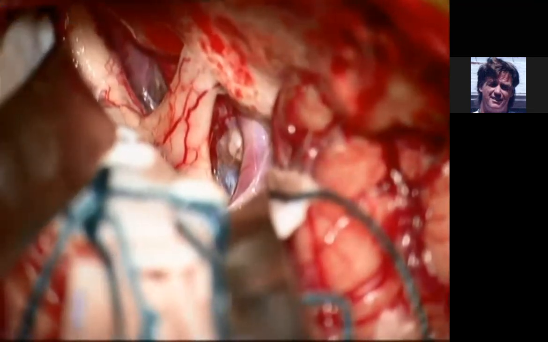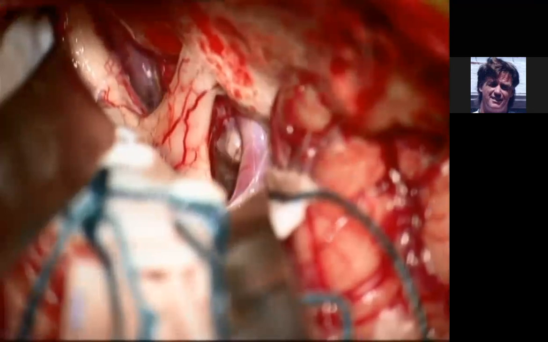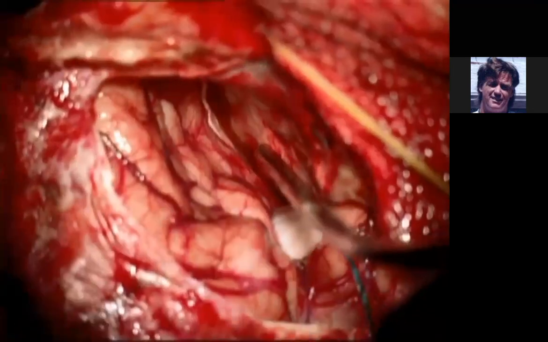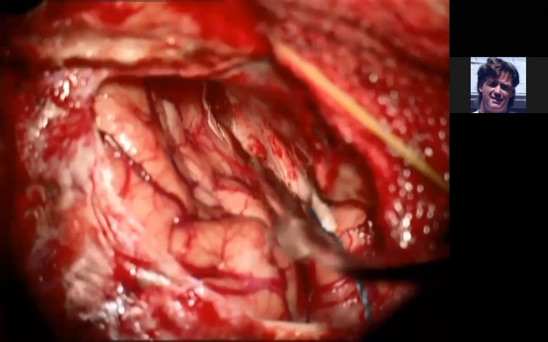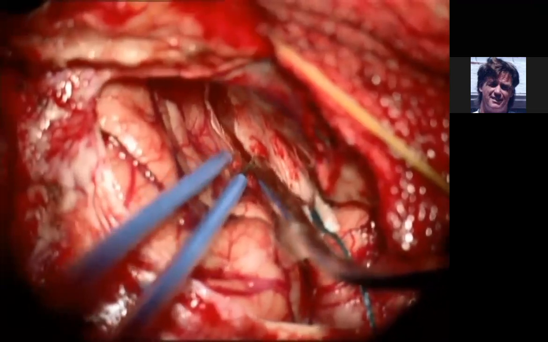Of course, sometimes you have to open the sylvian fissure between the frontal lobe and the temporal lobe. And how to open the sylvian fissure is a lecture on its own. This is hemostasis and closure.